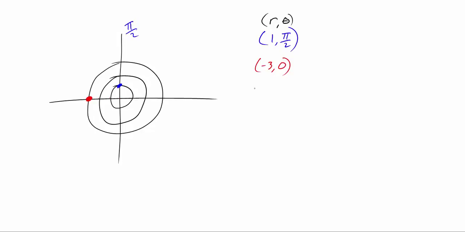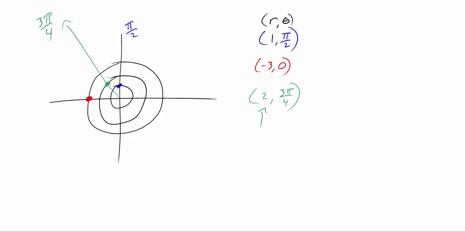And if we look at another point, let's say that we have the point 2, 3 pi over 4. Again, we're going to locate where is 3 pi over 4. So if we start here and rotate around, this would be 1 pi over 4, 2 pi over 4, and all the way to here, this would be 3 pi over 4. And then from here, we need to determine how far do we go out. The r value is 2, so that means we would go positive 2 in that direction that we're facing. So we would go 2 units in that direction.